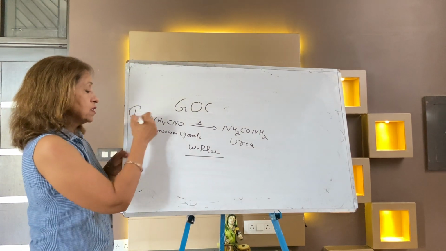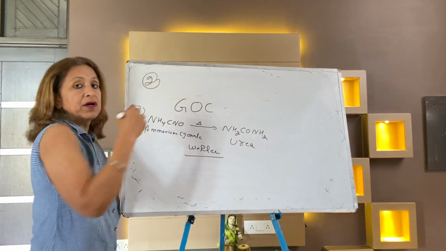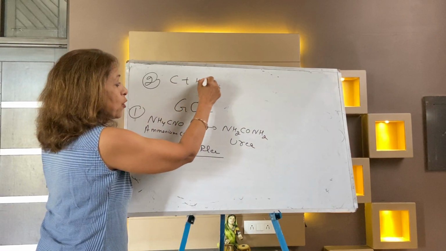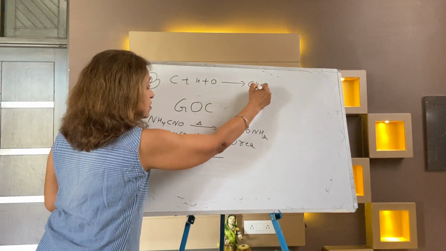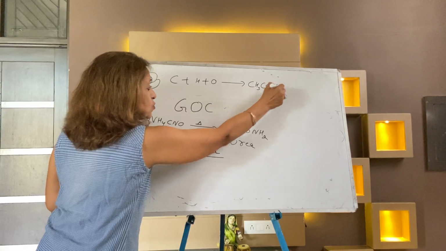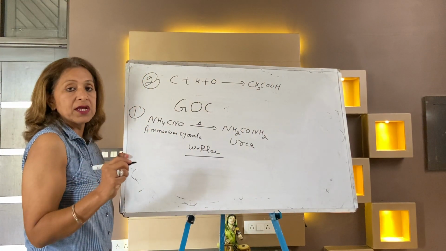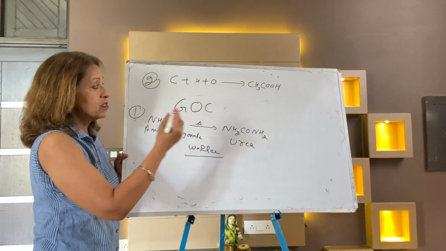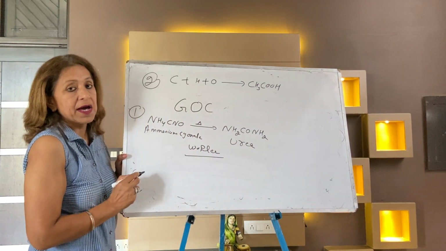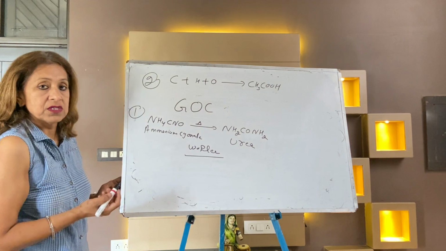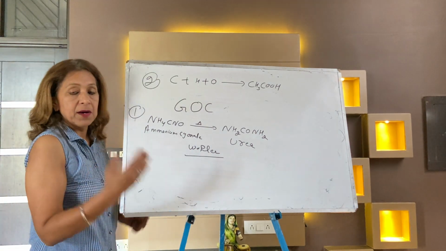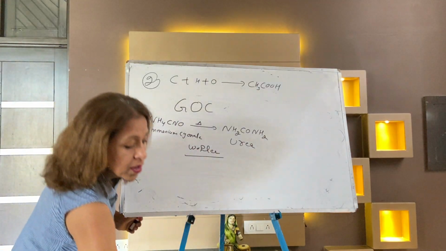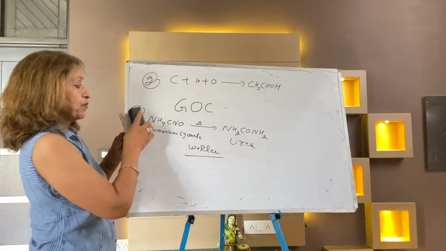After that, the second organic compound prepared in the lab from the elements carbon, hydrogen and oxygen was acetic acid. It was prepared by Kolbe, K-O-L-B-E, from the elements carbon, hydrogen and oxygen. So these are the two organic compounds first prepared in the lab. After that, millions of organic compounds were prepared in the lab.